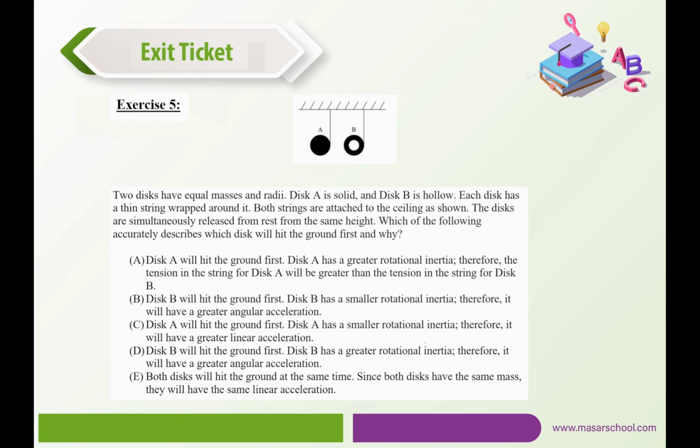Now exercise 5, which is the last exercise for today's video. Two discs have equal masses and radii. Disc A is solid and disc B is hollow, so we know that A is less inertial than B. Each disc has a thin string wrapped around it. Both strings are attached to the ceiling as shown. The discs are simultaneously released from rest from the same height. Which of the following accurately describes which disc will hit the ground first? We know that A will hit first because it is less inertial.